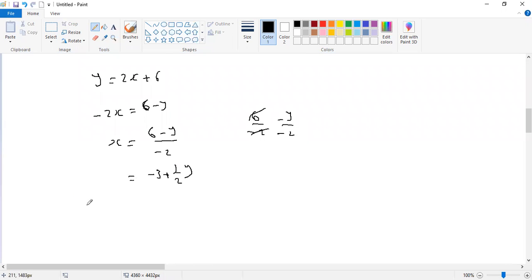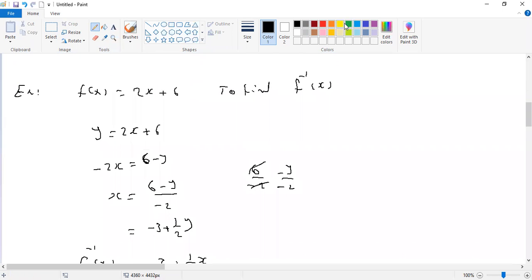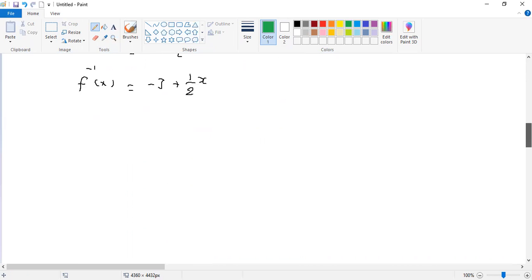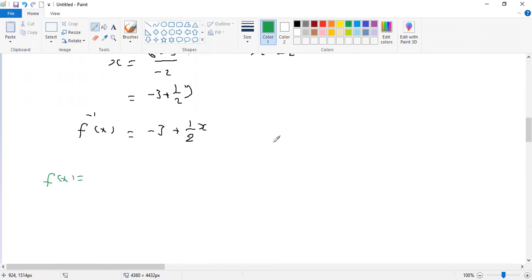So now, what is the f inverse of x? We have x in terms of y equal to minus 3 plus half y. Interchange y and x, so we have minus 3 plus half x. So now this is the f inverse. But what is f of x? This f of x is the one given. Let us write it down: f of x is equal to 2x plus 6.